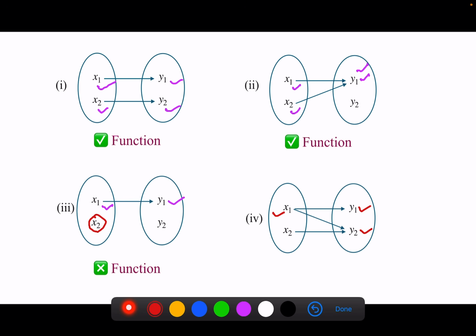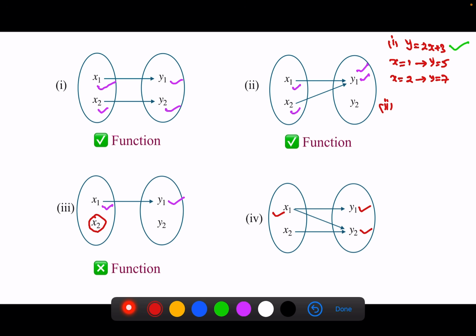Let me give a couple of examples also. If y equal to 2x plus 3, so for x equal to 1, value of y is 5, for x equal to 2, value of y is 7. So here each x has exactly one y, so this is a function.